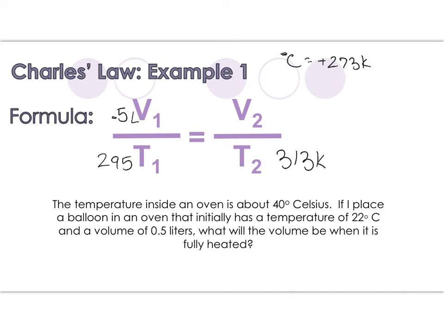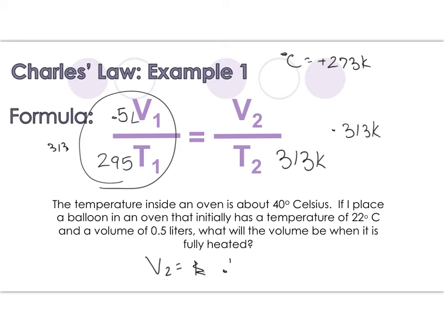In order to solve this problem, you first divide 0.5 by 295, and then you multiply over the T2 on both sides in order to get your V2. When you do this, you should get an answer of 0.53 liters.